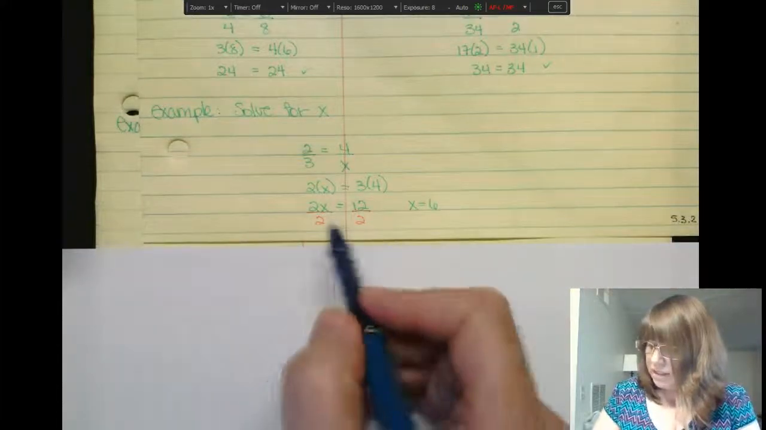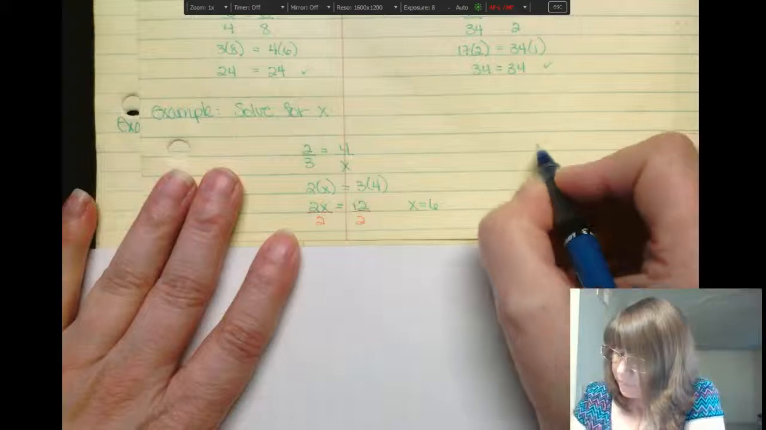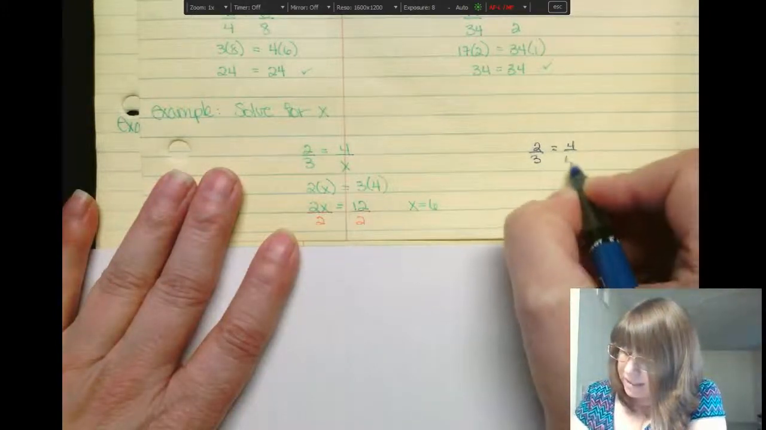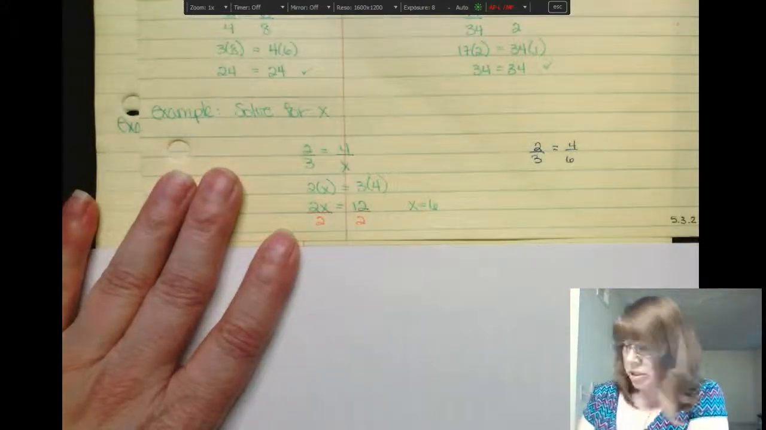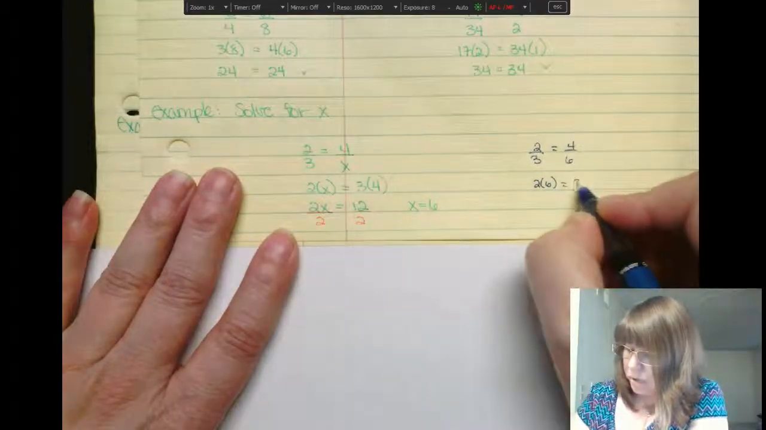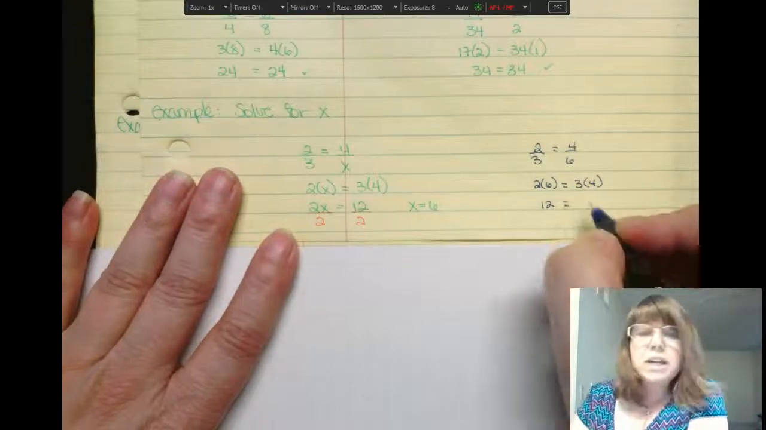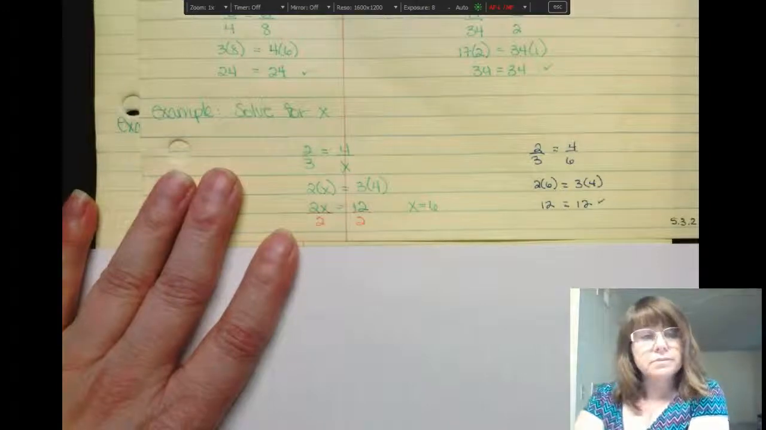So if we wanted to see if indeed this holds true, off to the side, 2 over 3 equals 4 over 6. Again, I'm going to use my fundamental property of proportions. 2 times 6, does that equal 3 times 4? 2 times 6 is 12. 3 times 4 is 12. Yes, indeed, it holds true.